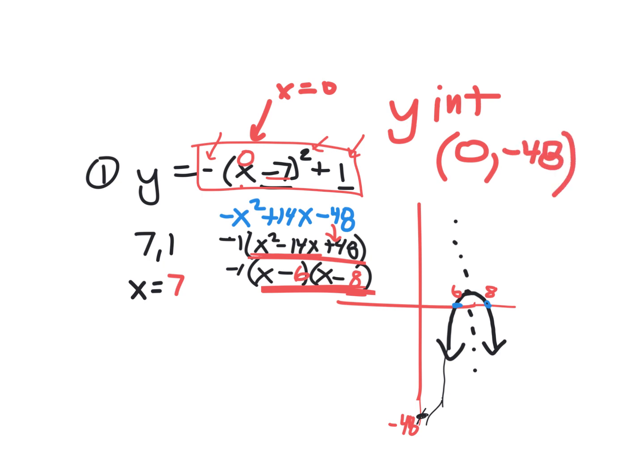Okay, on that one, how many of you had 0, negative 48? All right, that's at least half of you. Now, I don't want to take too much time, but I want to do this second one at least all the way out in my video here.